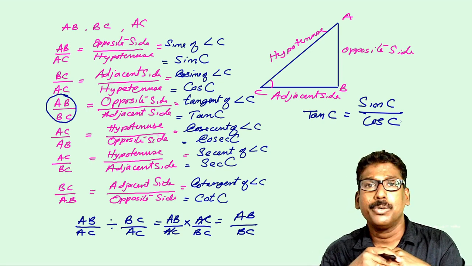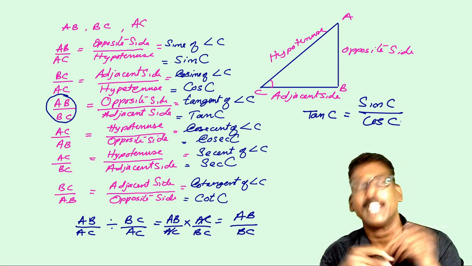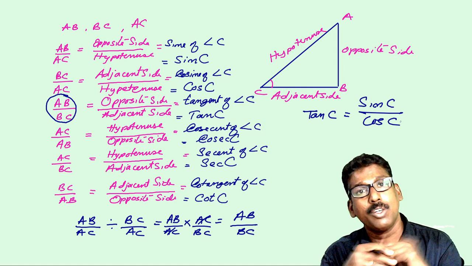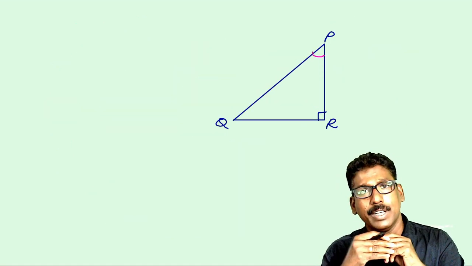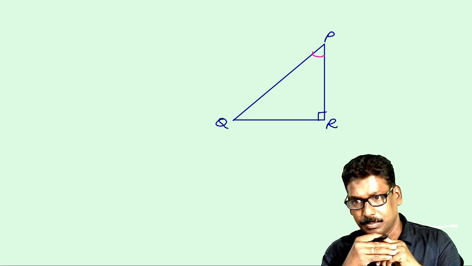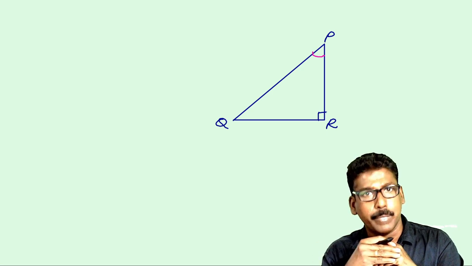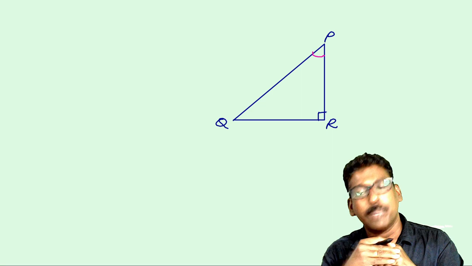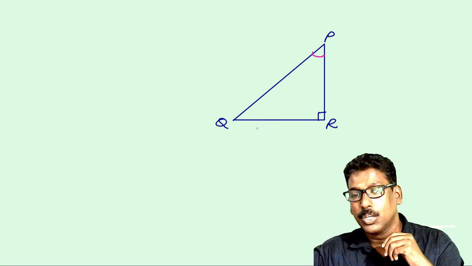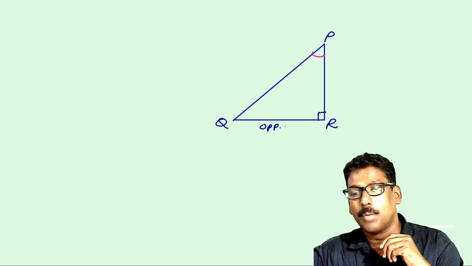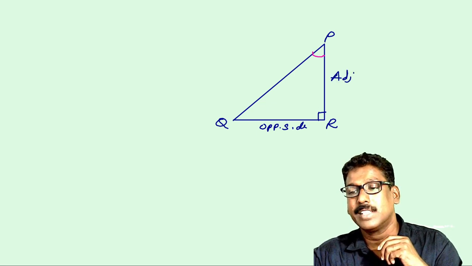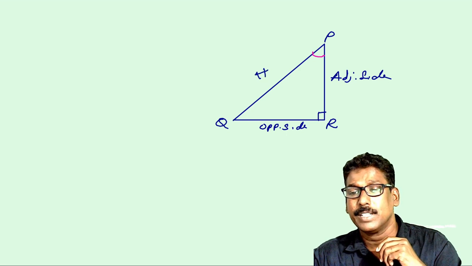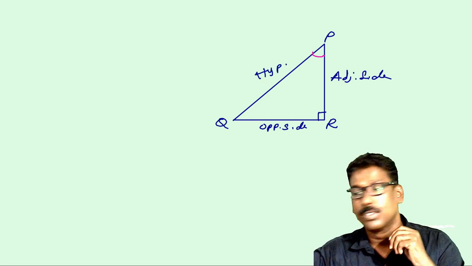I will give you another right triangle and an acute angle. Can you define all these ratios? Here is a right angle triangle PQR, right angle at R. Now let me consider angle P. According to angle P, what is the opposite side? QR is the opposite side and PR is the adjacent side. And QP is the hypotenuse.